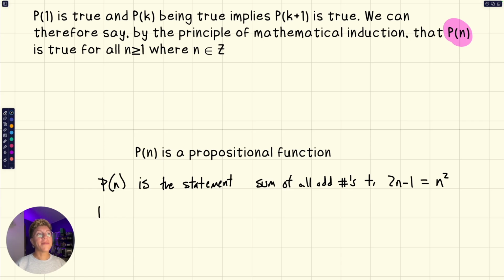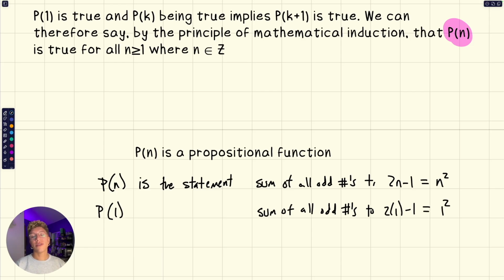As soon as we plug a number into this function, for instance 1, the statement is now the sum of all odd numbers up to 2, n is now 1, is equal to 1 squared. So 2 times 1 is 2, minus 1 is 1. So the sum of all numbers up to 1 is equal to 1 squared. So we can plug numbers into this statement, and it gives us different cases of this statement.